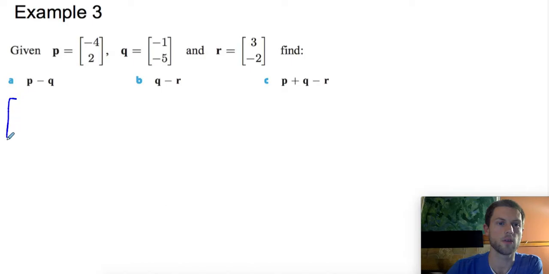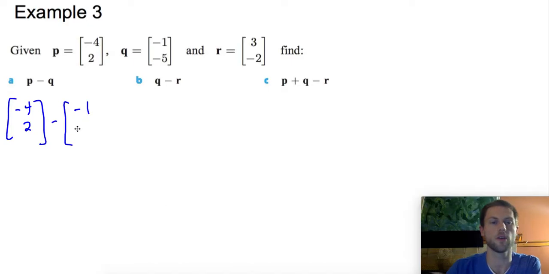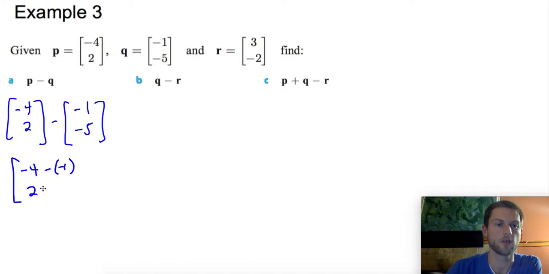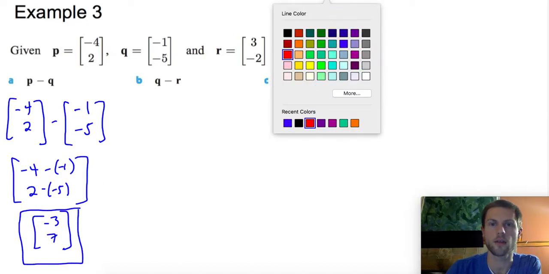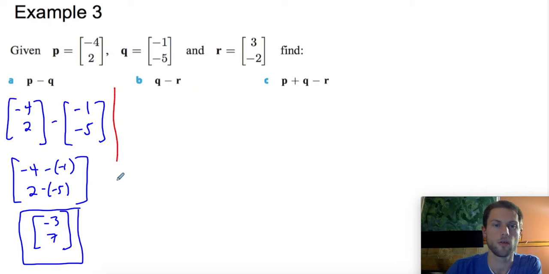Vector p is going to be -4, 2, and I'm going to subtract vector q, which is -1, -5. I'm going to combine them together and subtract the components. So -4 minus -1, and then 2 minus -5. So the difference between these two vectors, or the sum, I guess, of p and negative q, would be -4 plus 1, so that's -3, and then 2 plus 5 is 7. That's my first example.